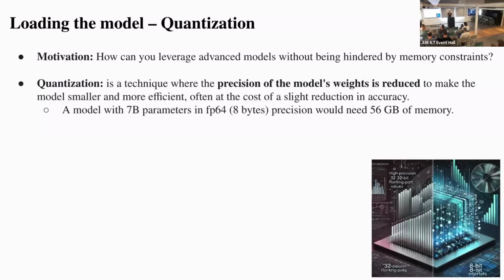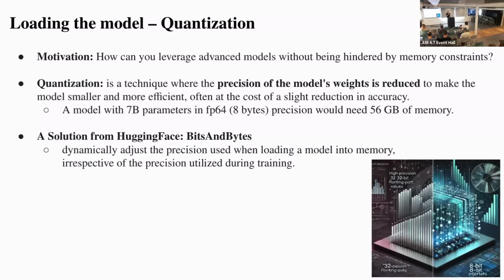And let's see an example. If we have 7 billion parameters in floating point 64, 8 bytes precision, we need 56 gigabytes of memory, which is a lot for a 7 billion parameter model. So our solution is to use the bitsandbytes library from Hugging Face, which allows us to dynamically adjust the precision used when loading the model into memory. It's important to note that it's irrespective of the precision for the training. So we have two types of precision. One precision is just for loading the weights of the model, and another type of precision is for the computation in the feed-forward pass of the training.